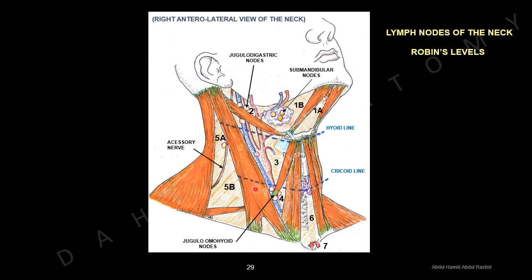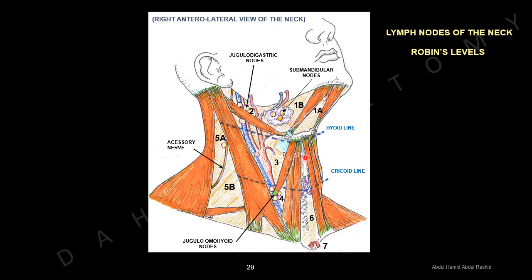Posterior to the sternocleidomastoid muscle is another triangle, the posterior triangle of the neck. Behind is our trapezius muscle. This is the 11th cranial nerve, also known as the accessory nerve. The area above the accessory nerve is Robbins level 5A, as the lymph nodes are there. Below is Robbins level 5B.